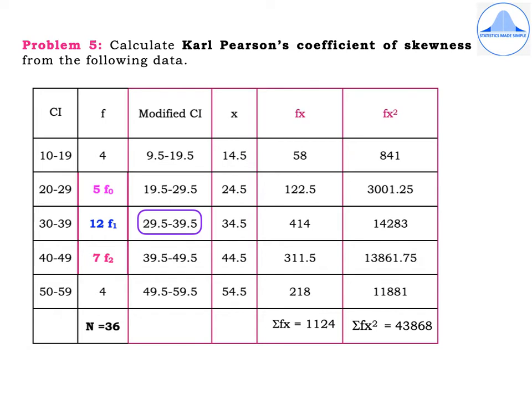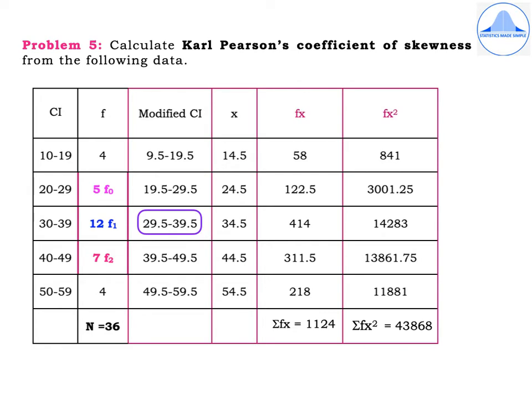So the next column is modified class interval 9.5 to 19.5, 19.5 to 29.5, 29.5 to 39.5, 39.5 to 49.5 and 49.5 to 59.5. Then find out the midpoints, which are denoted by X, which is 14.5, 24.5, 34.5, 44.5 and 54.5. The other two columns we require are fx and fx square. So fx values are 58, 122.5, 414, 311.5, 218. So summation fx is 1124.